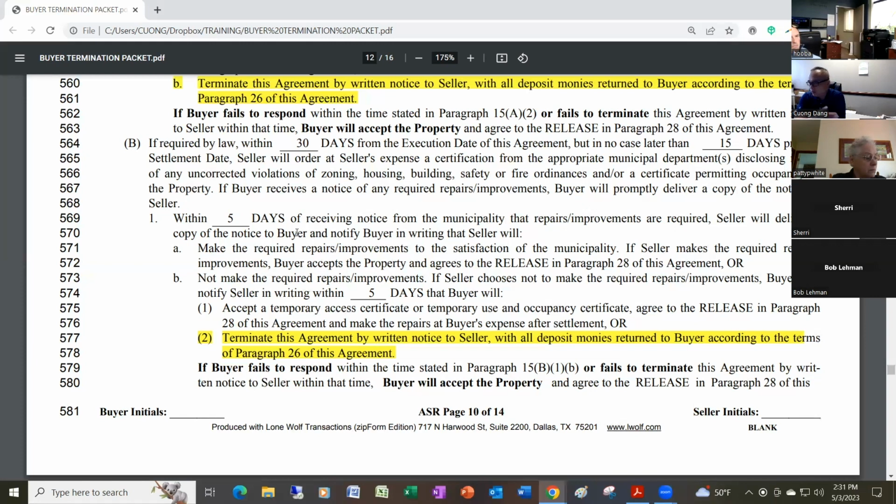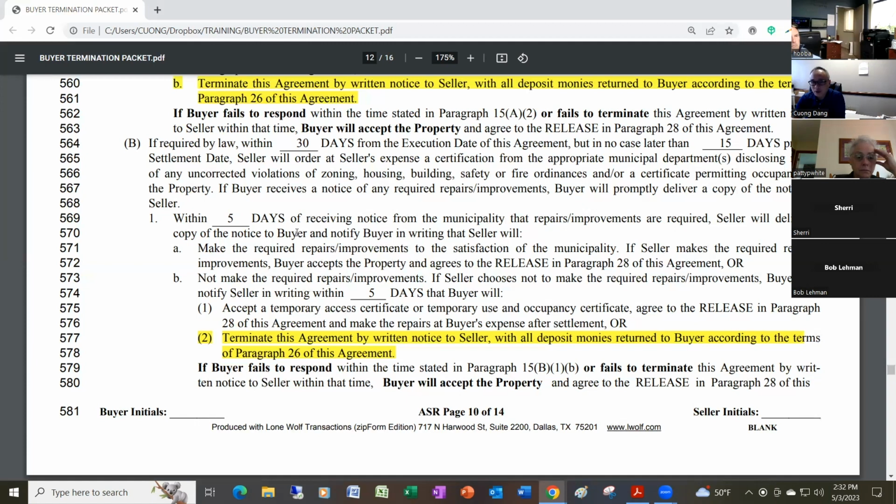Okay. If they make the repairs, then it's fine, it's a moot point. But if they don't want to make the repairs and say to the buyer, hey, I don't want to make the repairs, then within 5 days of that, the buyer can accept it, or two, right there in the highlight, terminate.